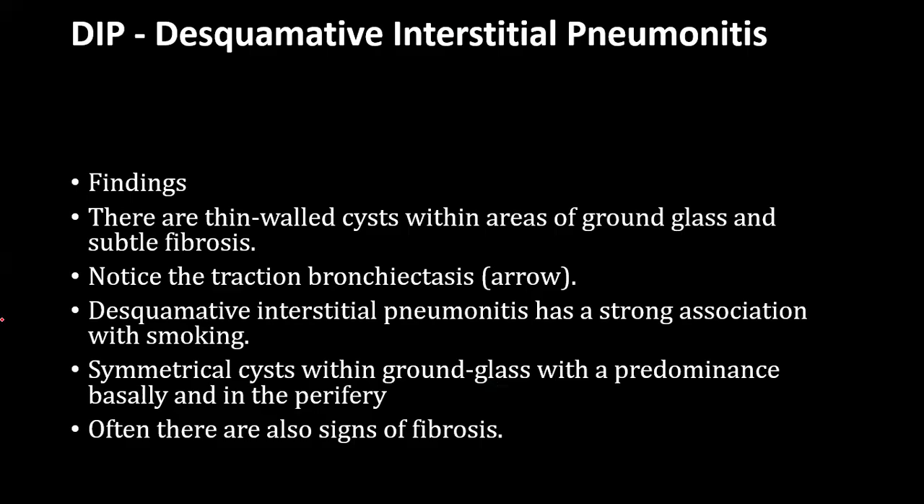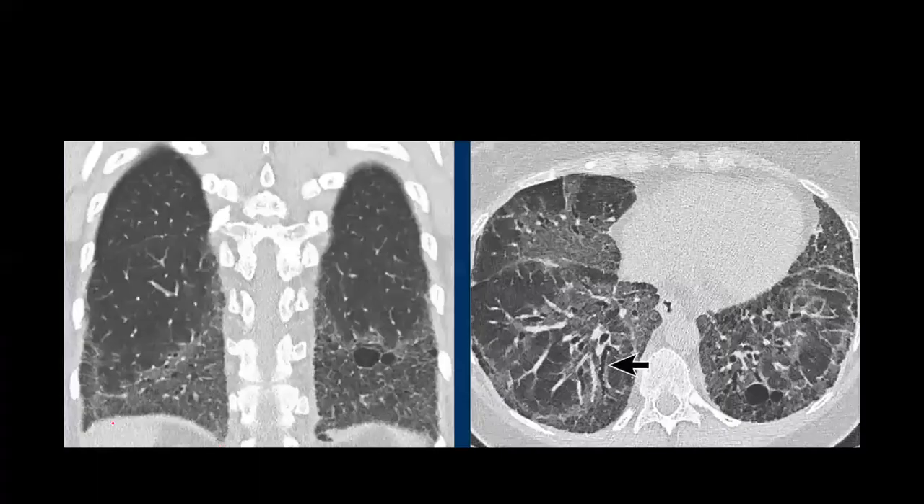Next is DIP. DIP is more like LIP. However, in DIP you will see thin wall cysts with ground glass opacity and with subtle fibrosis. You will be seeing some traction bronchiectasis and a strong association with smoking. Symmetrical cysts with ground glass opacity, with basal and peripheral predominance, and they are often shown with fibrosis. So here you can see cysts in bilateral lung parenchyma in the bases, and subtle fibrotic reticulation can be seen. And here you can see bronchiectasis with the formation of multiple cysts.